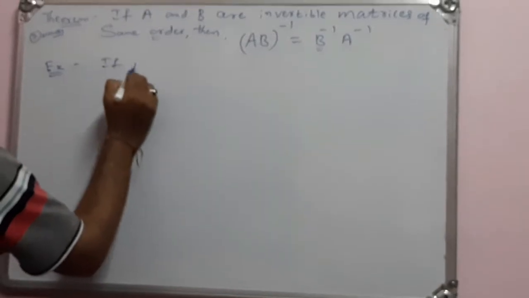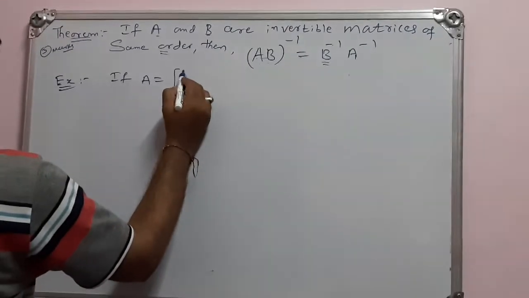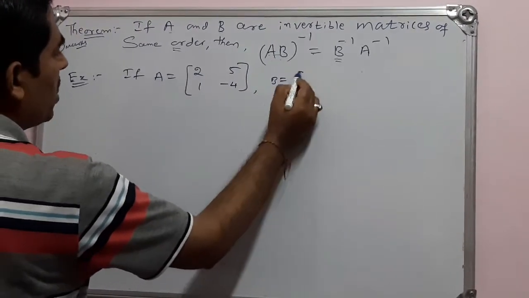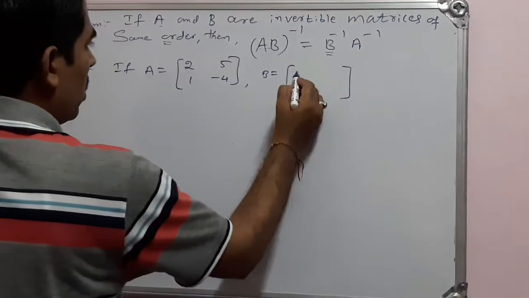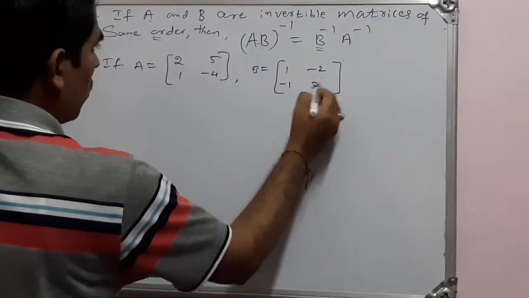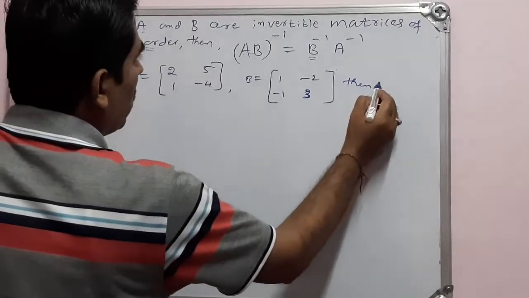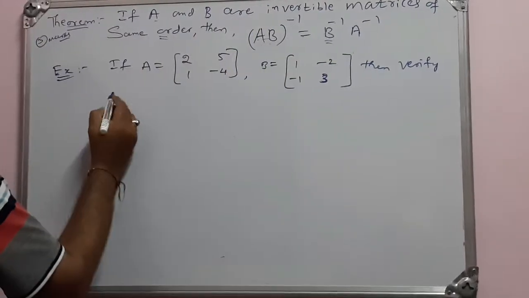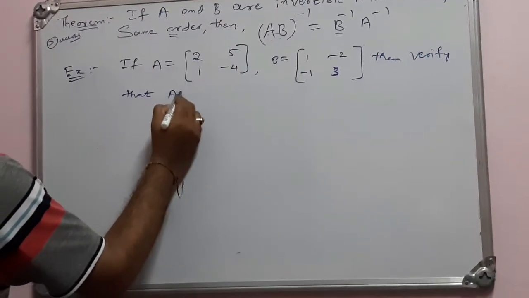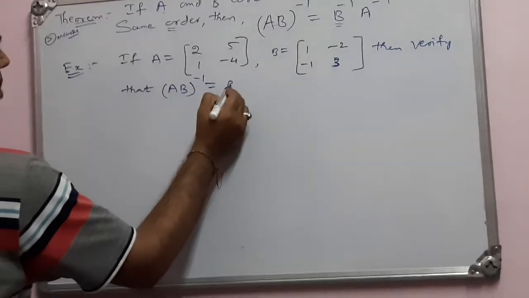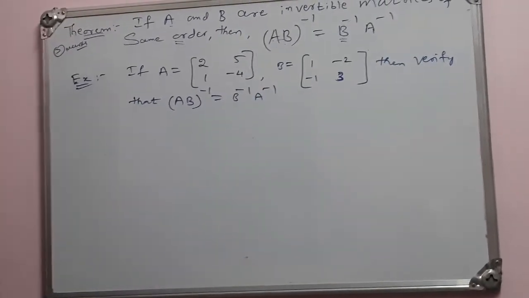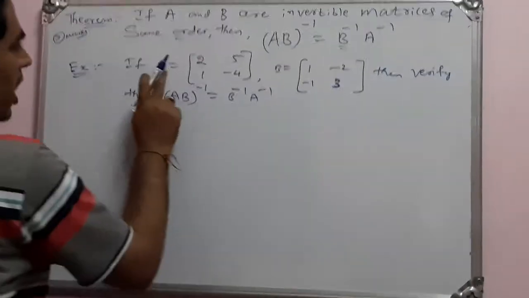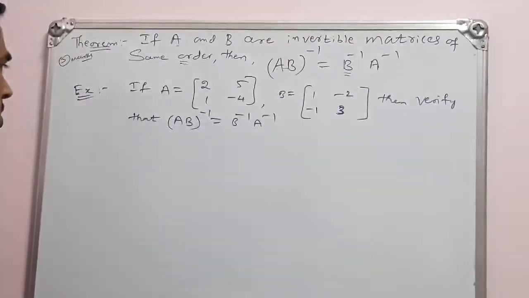Okay, we'll take a 2 cross 2 matrix. If A is equal to the matrix 2, 5, 1, minus 4, and B is equal to 1, minus 2, minus 1, 3, then verify this property. Verify that (AB) inverse is equal to B inverse A inverse. So observe carefully. I have considered 2 cross 2 matrices. Okay, let us verify this property.